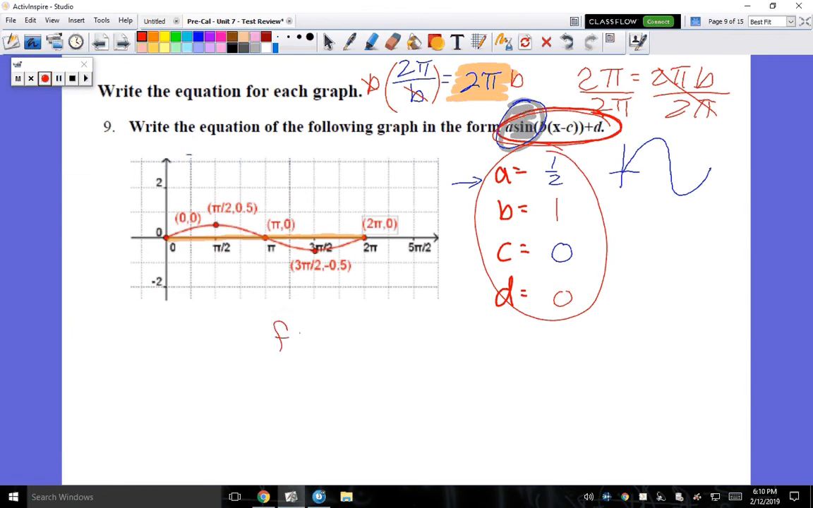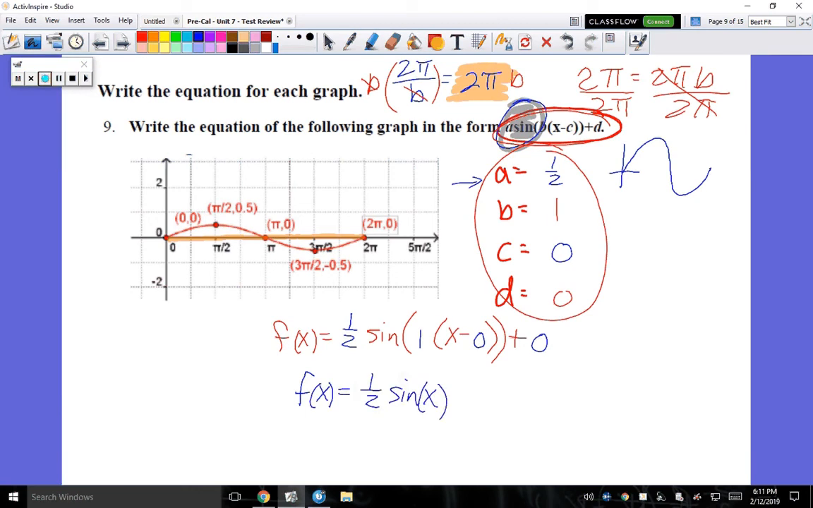Now we just got to plug in these numbers into this equation as the following. So we'd have f of x is equal to sine of B times x minus c, and then we have the plus d at the end. So it will look something like this. A is 1/2, B is 1, C is 0, and D is 0. And if I simplify that PEMDAS-wise, I would get f of x is equal to 1/2 sine of x, and you'd be done.